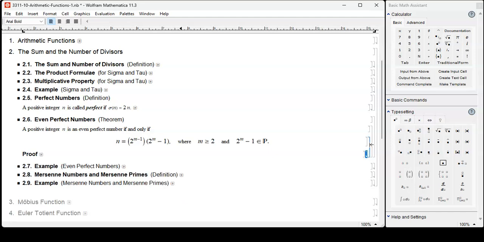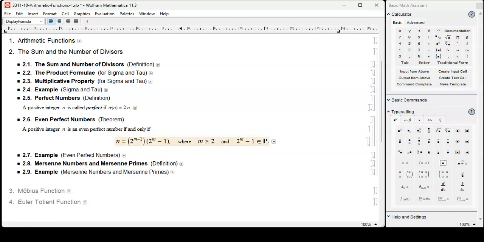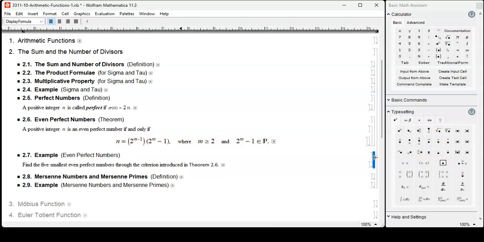Still, before starting, let's talk about how to utilize it in this example. Find the 5 smallest even perfect numbers through the criterion here. Okay, all right. Let's plug in 5 smallest m values, right? M beginning from 2, 3, 4, 5, and 6. Close but no cigar. Because we cannot just plug in, we have something else. 2 to the n power minus 1 should be prime. You have to check that. That's important. That's a key point.